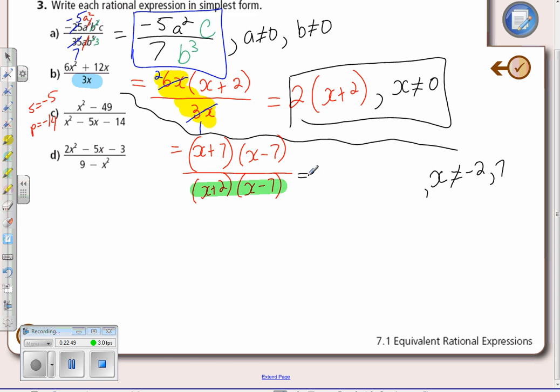And now I look at, are there any packages inside the brackets that I can divide out from both numerator and denominator? And I can. The x minus 7 is in both. It's got to be exactly the same, and they have to be in brackets. It has to be a whole package. We divide out those two, which leaves us with x plus 7 over x plus 2, where x cannot equal -2 or 7.